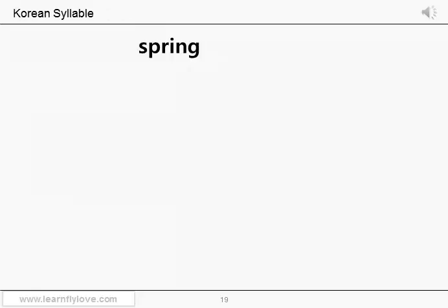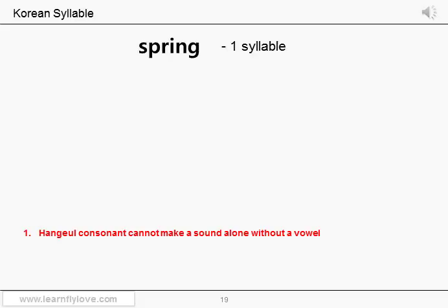Let's learn about the difference between the English syllable and the Korean syllable. Please check out this English word first. Spring. How many syllables does it have? Yes, only one syllable with only one vowel, right? But in Korean, when you think about the syllable or writing block, you should remember these two things all the time. First, a Hangul consonant cannot make a sound alone without a vowel, like the S and P in spring. Second, only one vowel can be used in a block. One compound vowel is regarded as a single vowel.